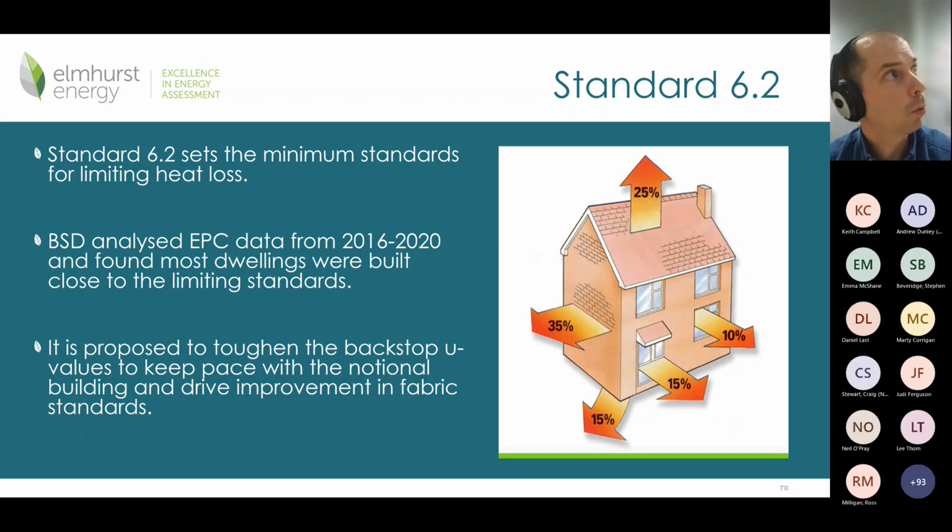Again, because we're trying to make progress and improve our buildings, there was a commitment from government to improve the limiting U values applied. The way they did this is they looked at EPC data over a 4-year period, and they found that most dwellings were built close to the limiting standards, if not better. So they analysed what the standards were, and then they basically reduced the minimum U values to around those standards.